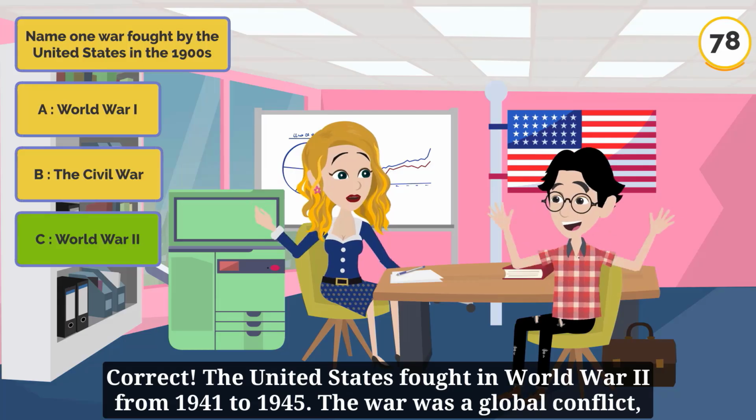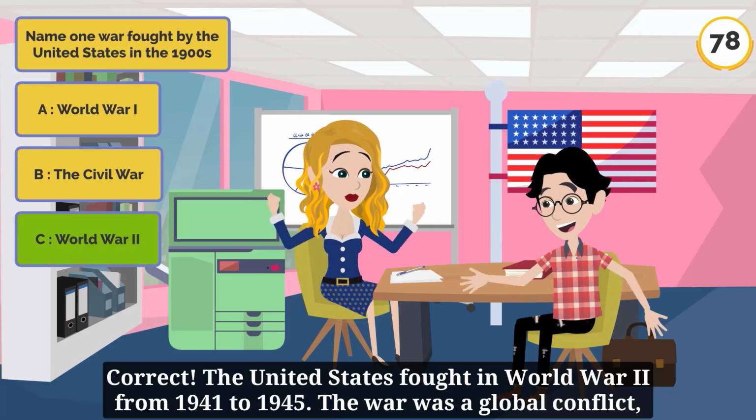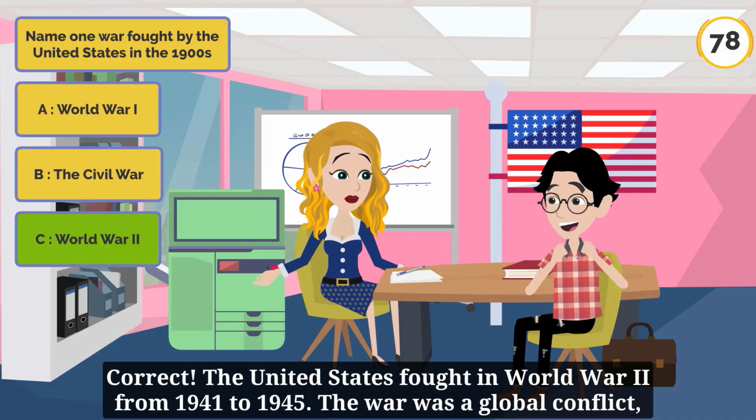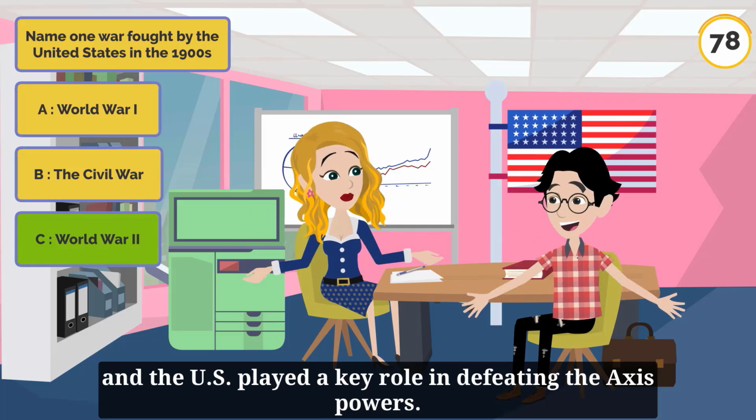Correct. The United States fought in World War II from 1941 to 1945. The war was a global conflict, and the U.S. played a key role in defeating the Axis powers.